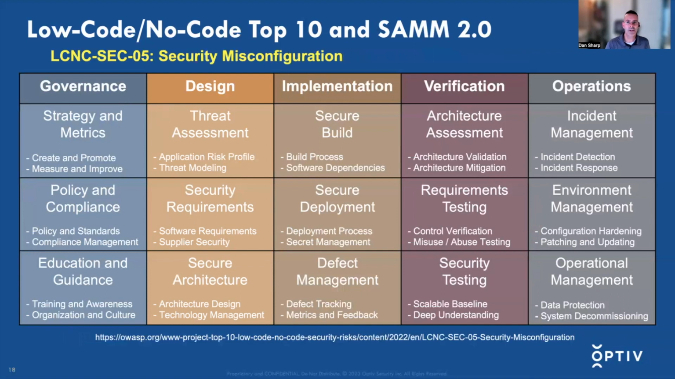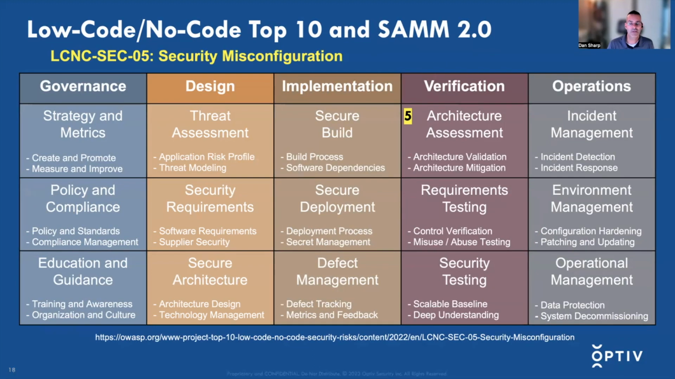So number 5, security misconfigurations. These can result in anonymous access to sensitive data or operations and unprotected public endpoints and secrets. So many configurations are set on the application level rather than the tenant level, meaning these are set by the business user rather than the platform administrator.